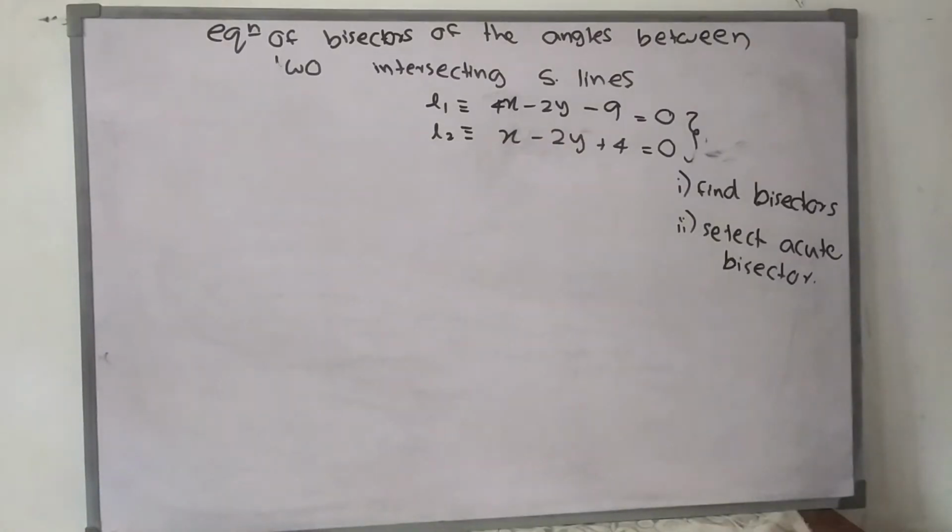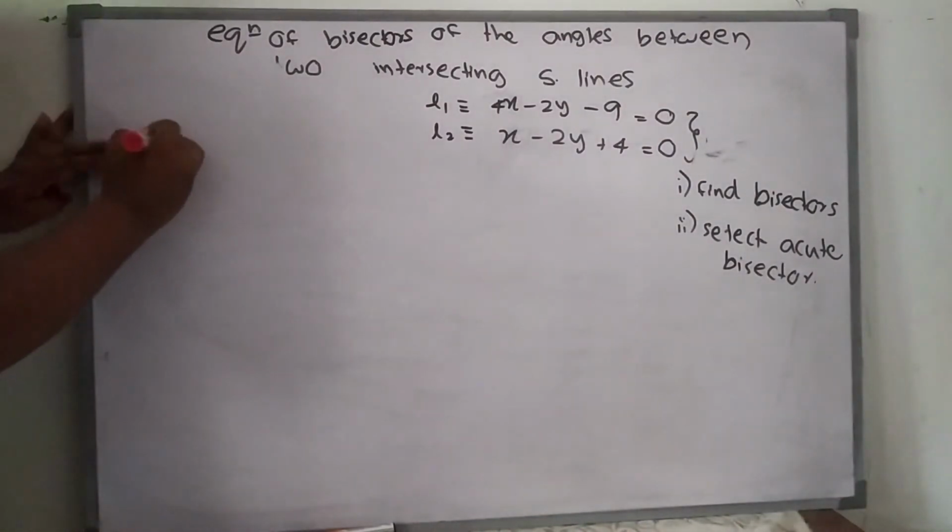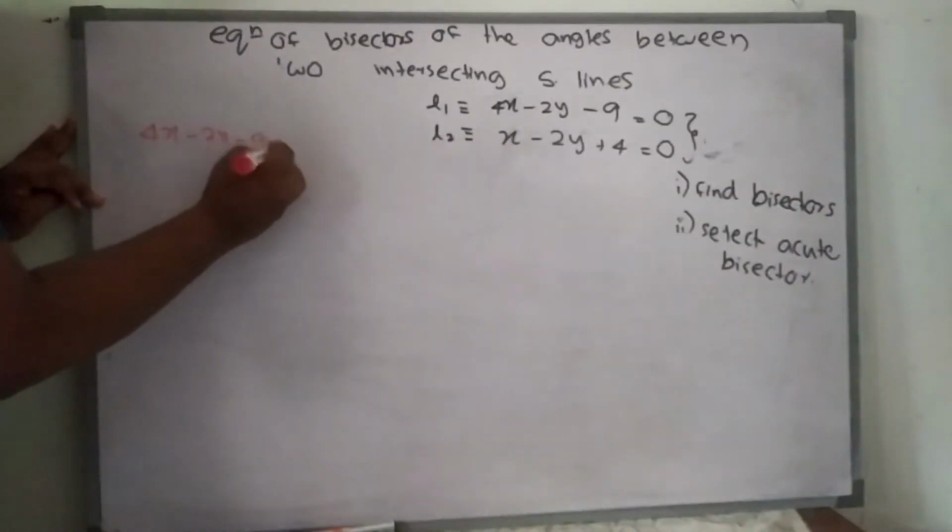Okay, this is my next example, right? First you have to find the bisector equations, and second you have to select the acute bisector, right? So what is the mechanism? First I am writing my equation.